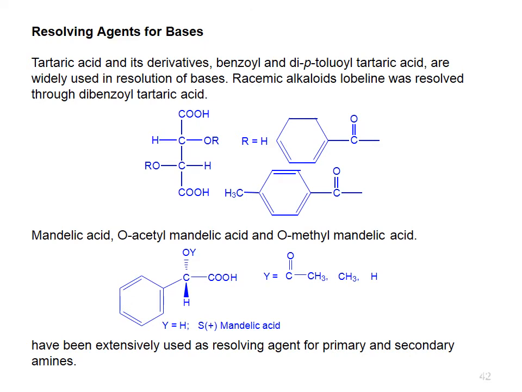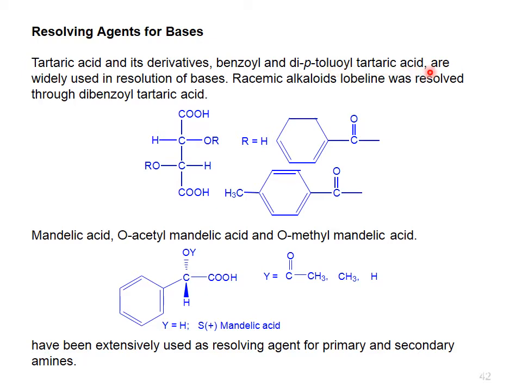Now we are using resolving agents for bases. Tartaric acid and its derivatives, benzoyl and di-p-tolyl tartaric acid, are widely used in resolution of bases. Racemic alkaloids, lupinine, was resolved through dibenzoyl tartaric acid. This is the tartaric acid.